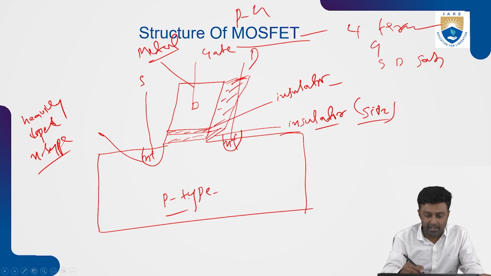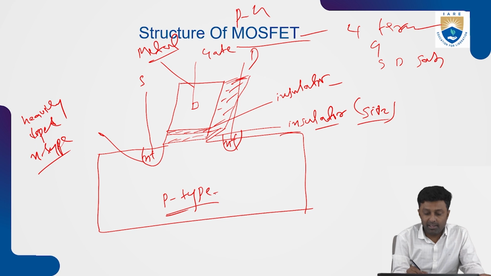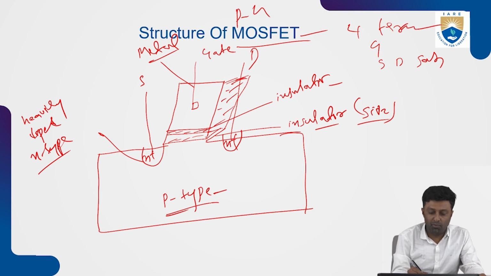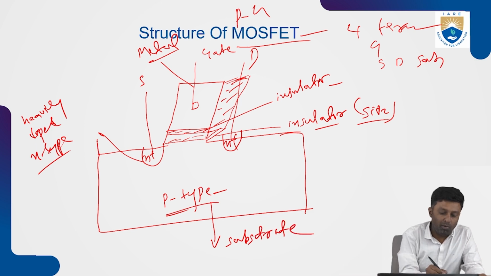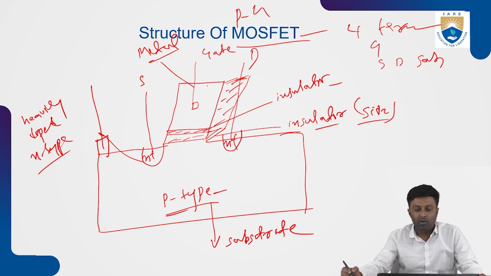In the p-type semiconductor, the source and drain are heavily doped with the n-type material, that is electrons. The p-type substrate is lightly doped. This is the fourth terminal, which is called the substrate. And here we have one more contact. The metal we usually use is aluminum.